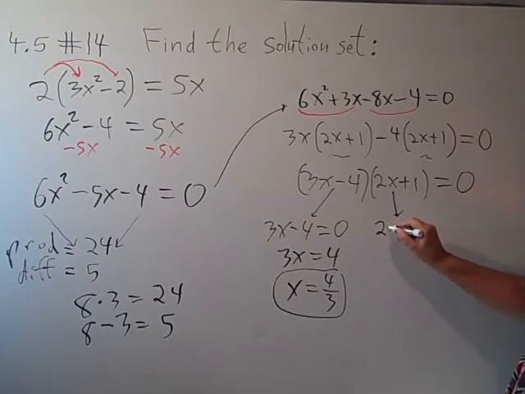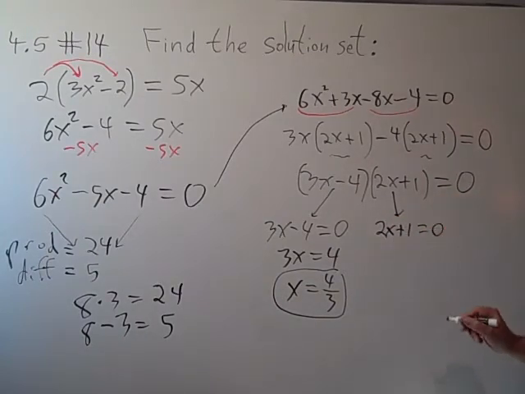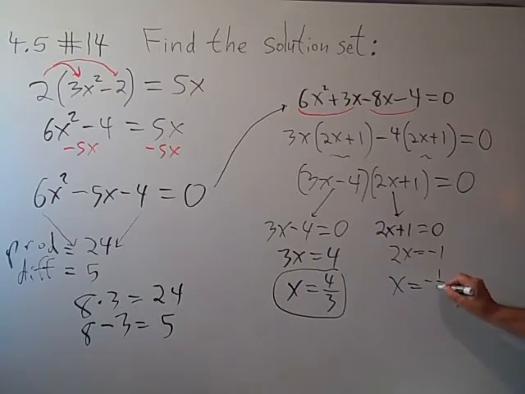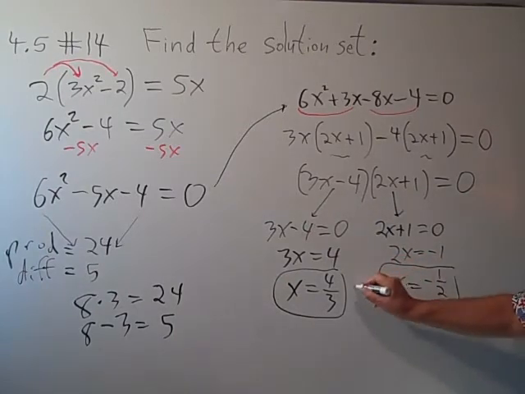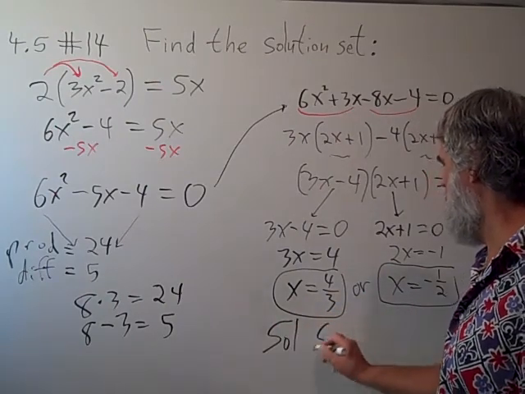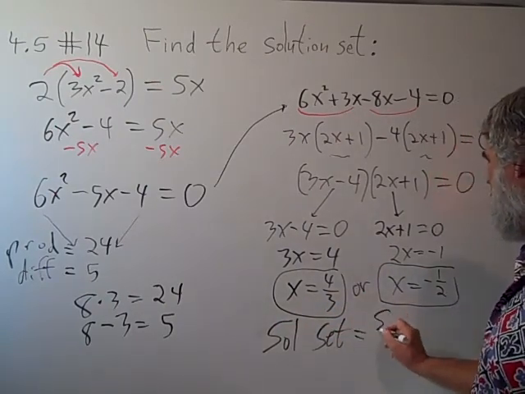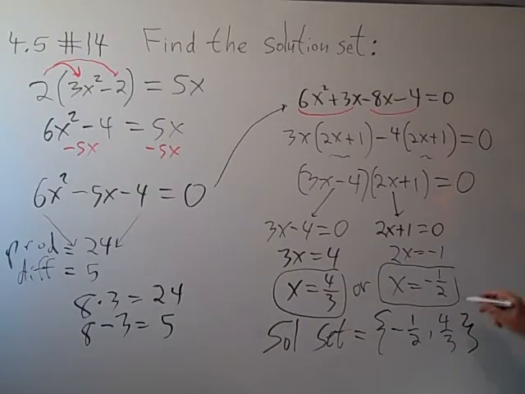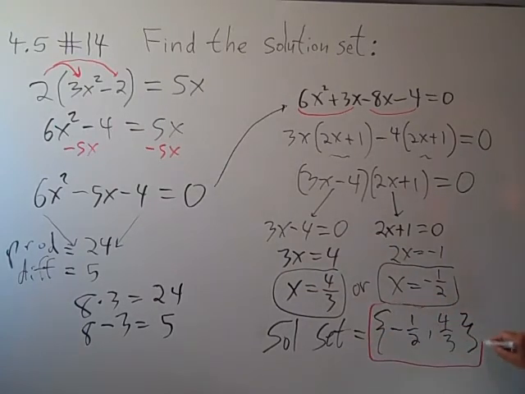The other solution is when 2x plus 1 is equal to 0. Subtract 1 from both sides, and you get 2x equals negative 1. Divide by 2 on both sides, and you get x equals negative 1/2. So the solution set is the set containing these two numbers, negative 1/2 and 4/3. So this is the solution set to our equation.